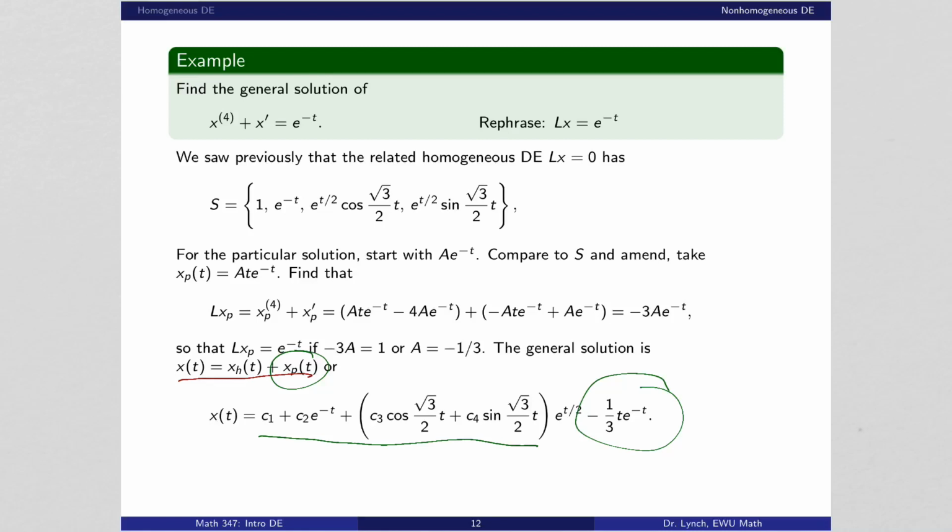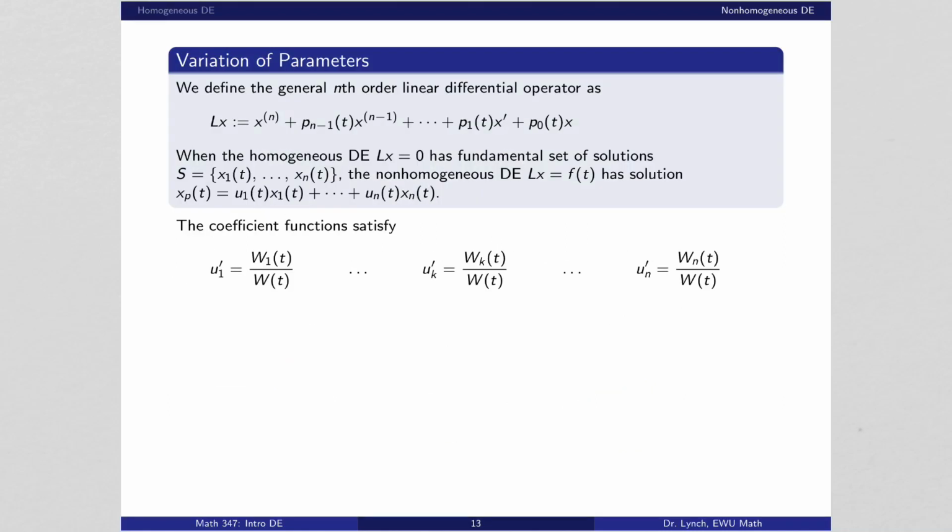You might be asking, what about variation of parameters? And it turns out that variation of parameters applies to these nth order equations too. You might not be surprised to hear that when you can write down a fundamental set of solutions to a homogeneous linear differential equation Lx equals 0, then the non-homogeneous differential equation Lx equals f has solution u1x1 plus u2x2 all the way out to unxn, where those coefficient functions u1 out to un satisfy u1 prime equals w1 over w, u2 prime equals w2 over w, uk prime is wk over w, and un prime is wn over w.